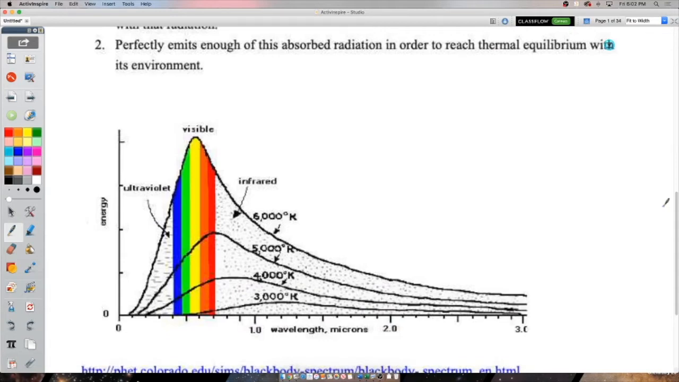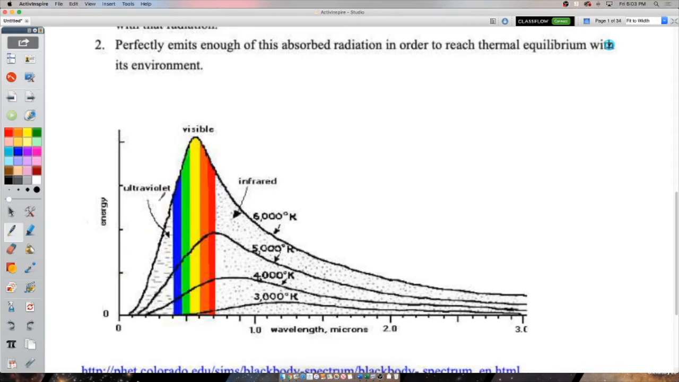So what you're looking at here is a few experimental curves that we deduced for things at different temperatures. At 6,000 Kelvin, that's about the temperature of the sun. You see, this is what the curve looks like for energy radiated versus the wavelength of the light, right? Notice the sun peaks here, right in the middle of the visible light range.